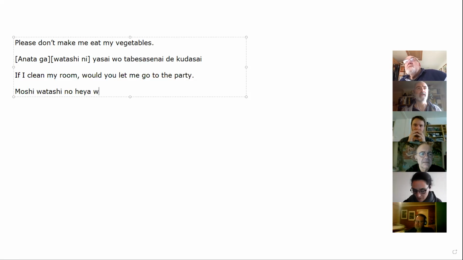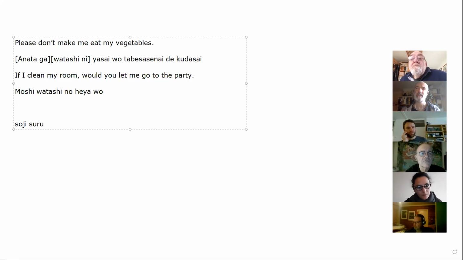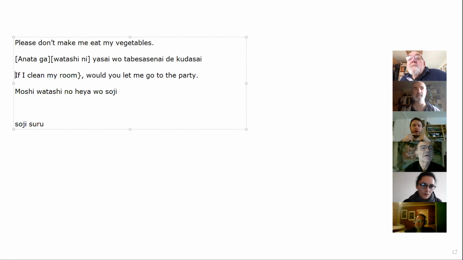Clean. The word to clean is soji suru. This would be for something like a room. You couldn't really use this for cleaning your sword. Yes, I understand. Remember, you don't need the causative at this point, because you're just making a conditional.